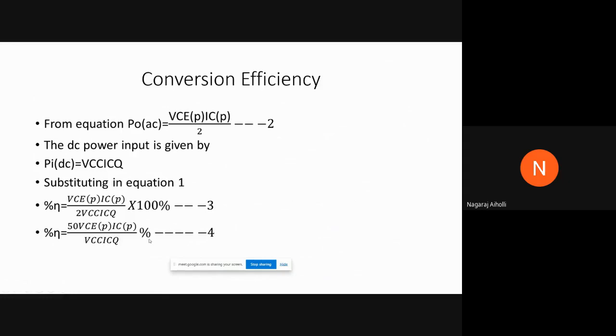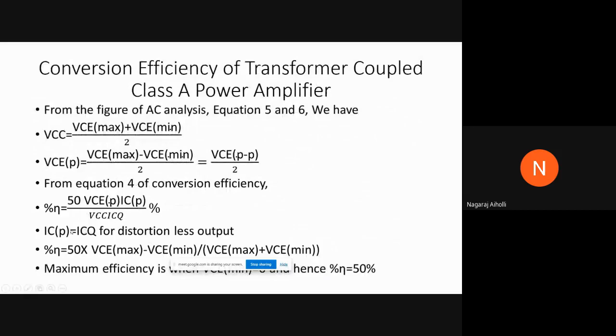If we use this equation 4, percentage efficiency is equal to 50 into VC peak into IC peak divided by VCC ICQ. Now IC peak is equal to ICQ for distortionless output. If the output should not consist of any distortions, then the collector peak current IC peak must be equal to the operating point collector current ICQ. So if IC peak is equal to ICQ, then IC peak in the numerator and ICQ in the denominator will get cancelled.